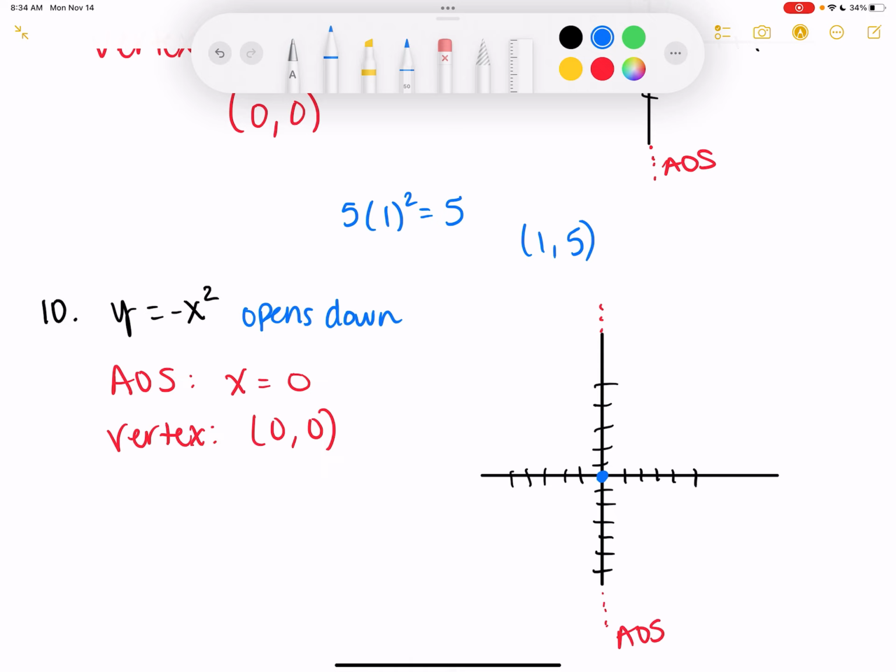I'm going to pick a point. I always like to use 0 if it's an option, because when things start getting shifted around, if 0 is an option, I'll use 0. But if not, I try to use something that's 1 away from my axis of symmetry. So I'm going to use 1. If I plug in 1, I have negative, parentheses, 1 squared. So what does that equal? -1. So when x equals 1, y equals -1. Since I have my axis of symmetry, I can do the same thing to the left side. And then I just draw my parabola opening down.